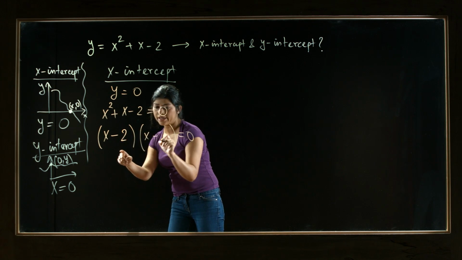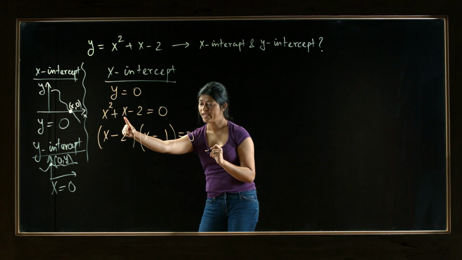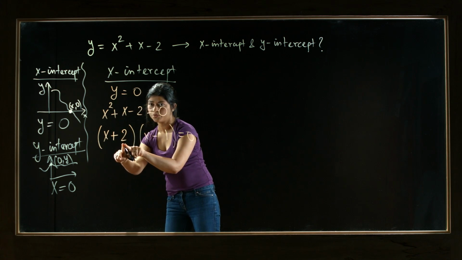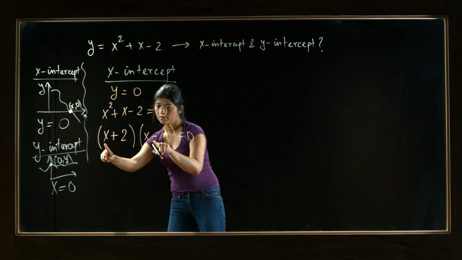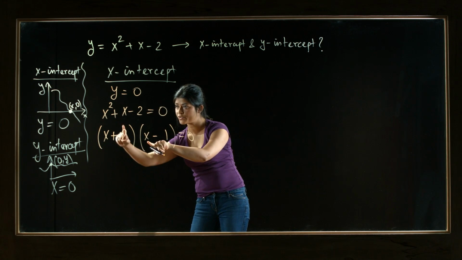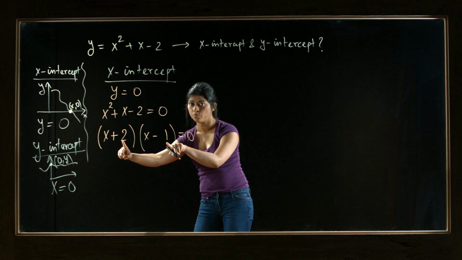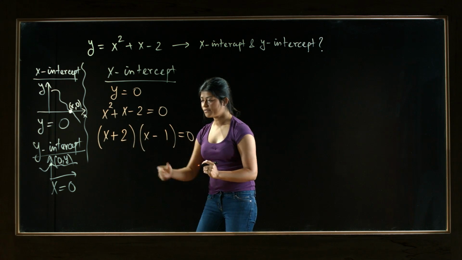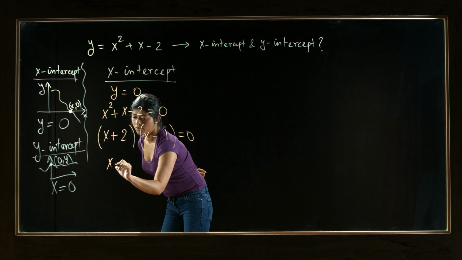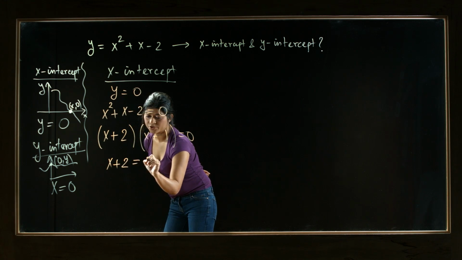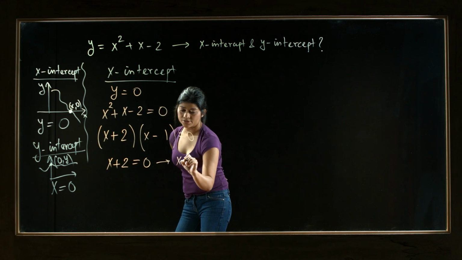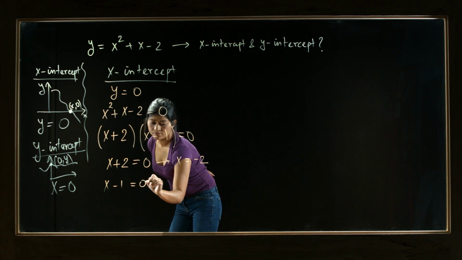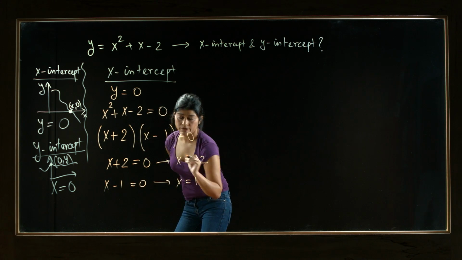So can we put 2 and 1 here? But we have a plus x. So how do we make this plus x? We have to make plus 2, right? So x squared minus x plus 2x will give you plus x, and the minus 1 times 2 will give you minus 2. So that's the factorization, and each factor will give us a value of x. When x plus 2 is 0, we get x equals minus 2, and when x minus 1 is 0, we get x equals 1.